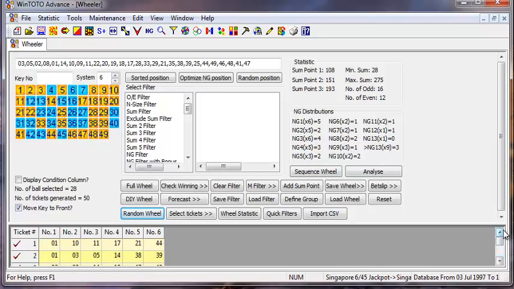Then you can actually go for this thing called the random wheel, and then pick the number of tickets that you can afford to buy. If you think you can only afford $50, then $50. Alright, you will pick up 50 tickets for you from these 28 numbers.